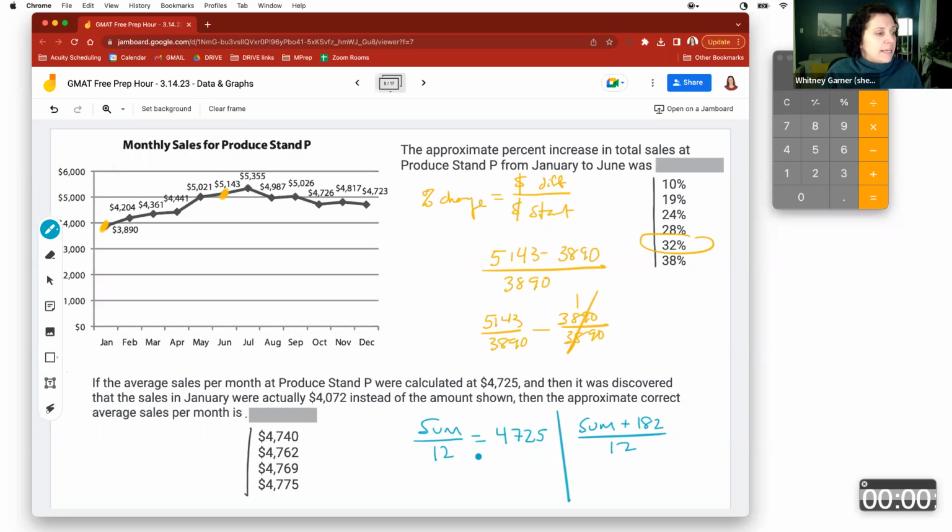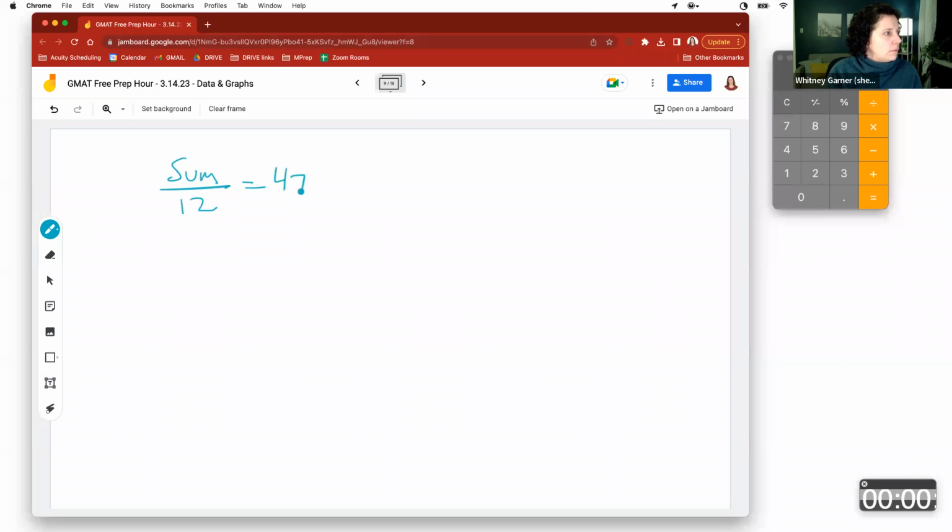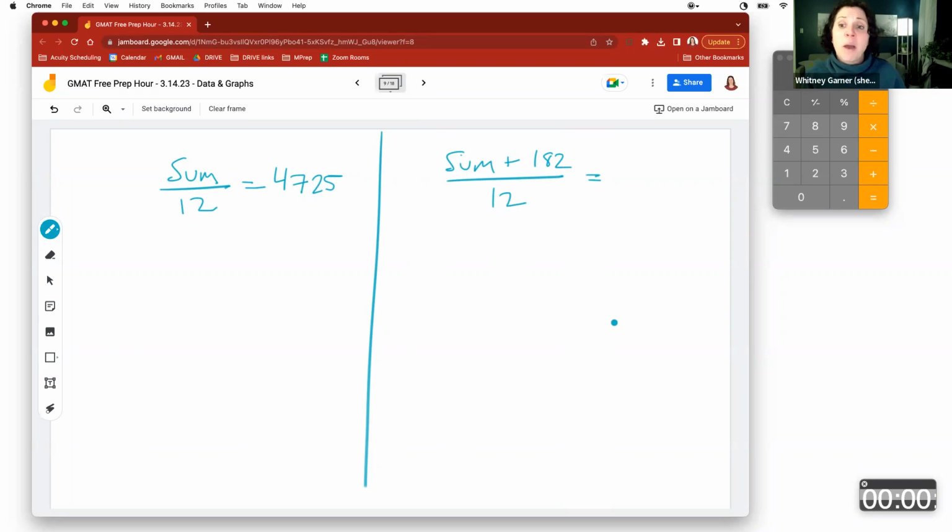One thing we can do is to say, and I'm going to move off this screen for just a moment, just so we can have these numbers, right? So if I have my original sum over 12 is 4,725. And I'm trying to figure out my new sum plus whatever that amount was, $182, over 12. What does that equal? We have a couple of options. One option is to calculate our sum.